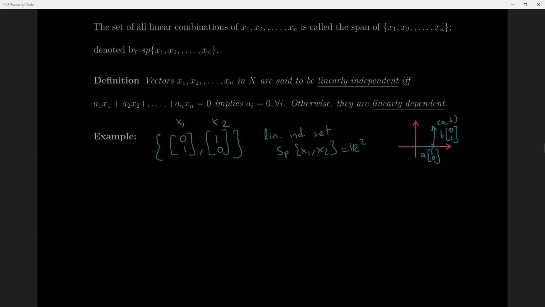Okay, let's consider some other examples. So let's consider (0, 1) and (1, 1). This is x1 again. This is x3. So this is again a linearly independent set, and the span of x1 and x3 is again R squared.